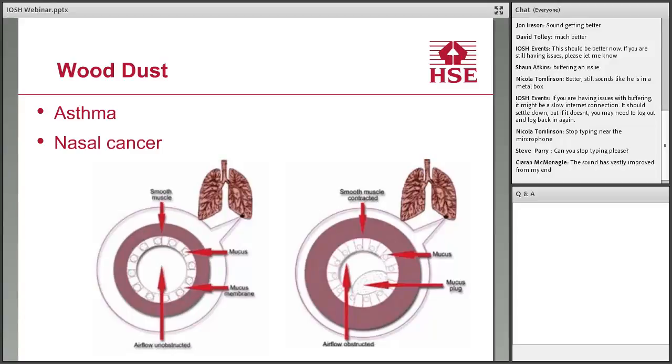One, nasal cancer with hardwood dust is quite rare, but wood dust is also an asthmagen. On the left-hand side, you'll see normal unobstructed airflow with a nice big area where the air can go through. On the right-hand side, you'll see what happens when an asthmatic reaction is triggered. The smooth muscles contract, making the area smaller. You get these mucus plugs that flood it as well. So what you get is a really, really obstructed airflow. Consequently, you get all the problems with breathing and shortness of breath and the wheezing that you hear.